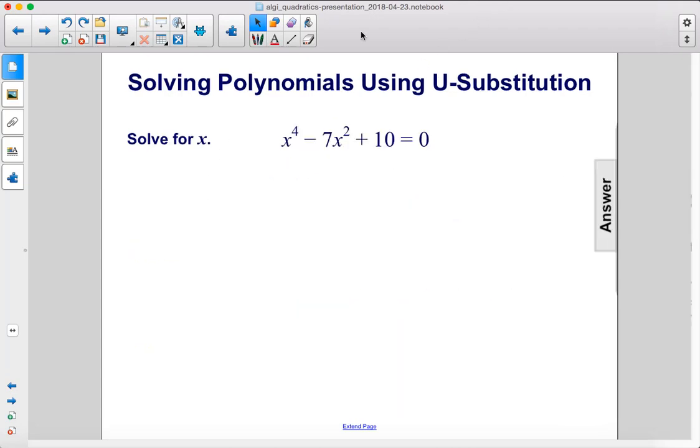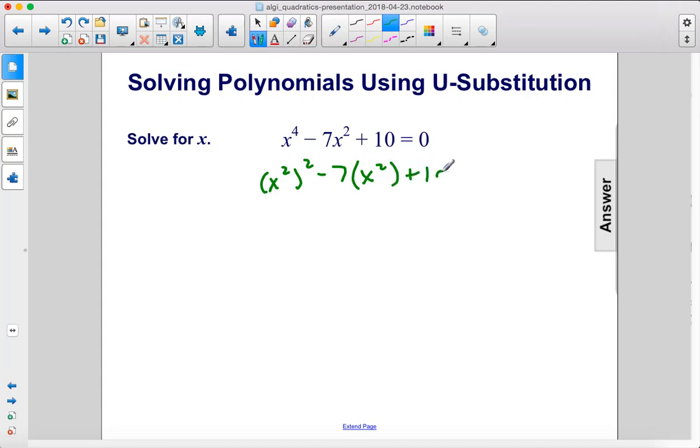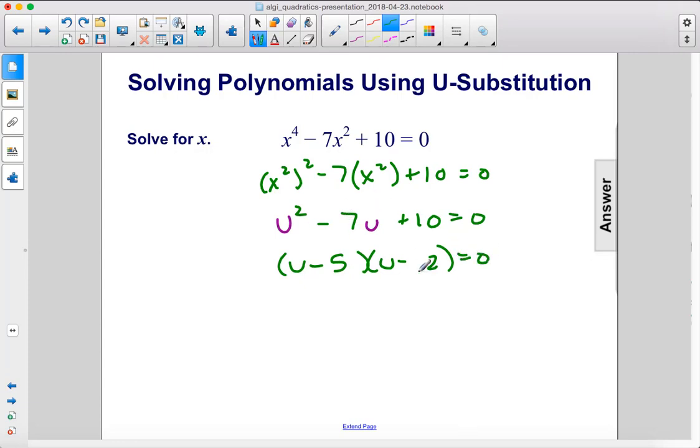Solve for x. All right, so we rewrite this to be x squared squared minus 7x squared plus 10 equals 0. Then we will plug in u squared minus 7u plus 10 equals 0. Now we can factor this. We have u and u. This is negative and that's positive, which means these are both negative. 10 is 5 times 2, and those do add up to negative 7. So u equals 5 or 2.